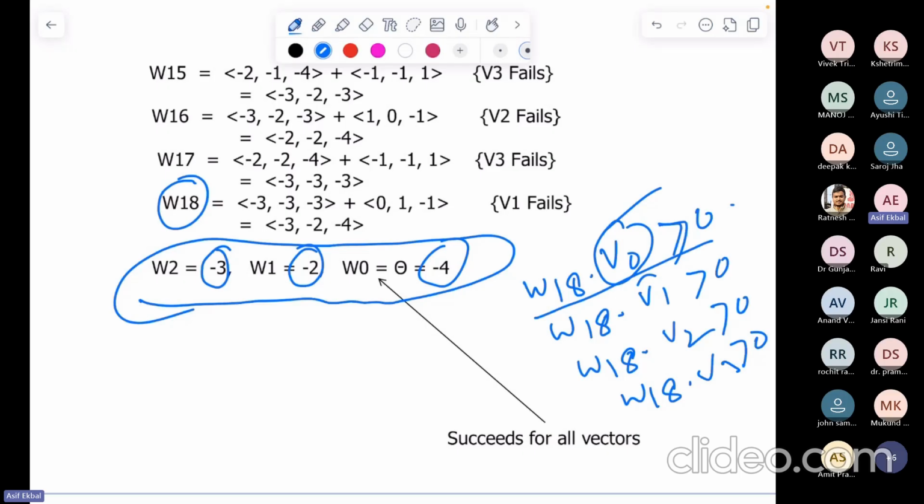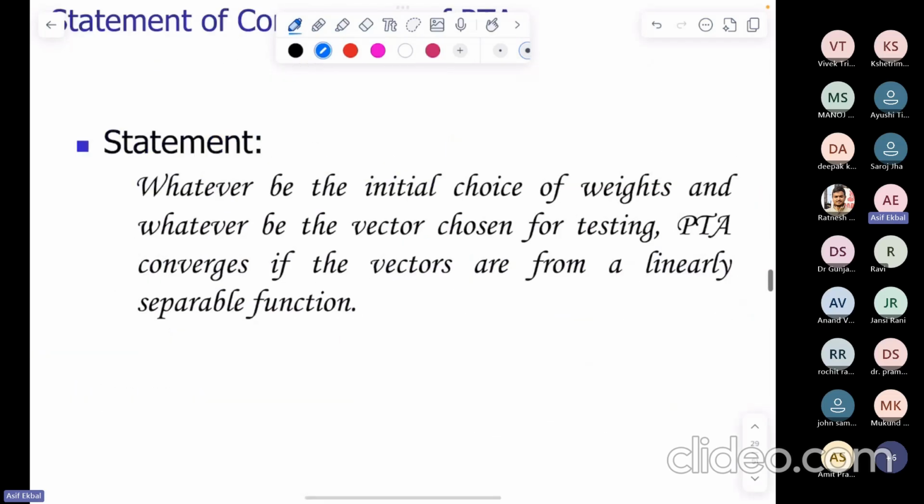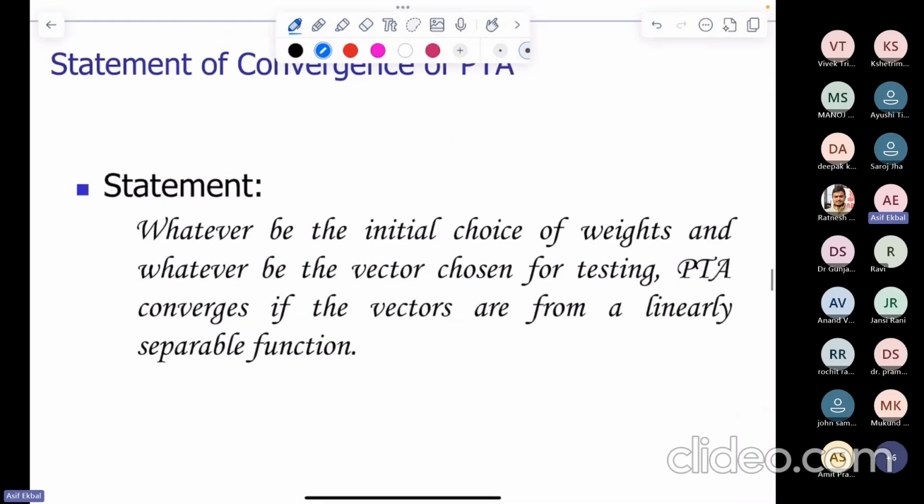Okay. Now there are theorems for this, that the perceptron training will converge. So I am not going into details of that, but Marvin Minsky, a very well-known AI scientist at MIT, actually came up with this concept of when perceptron training converges. So whatever may be the initial choice of weights, in our case, we have set it to be 0, 0, 0.